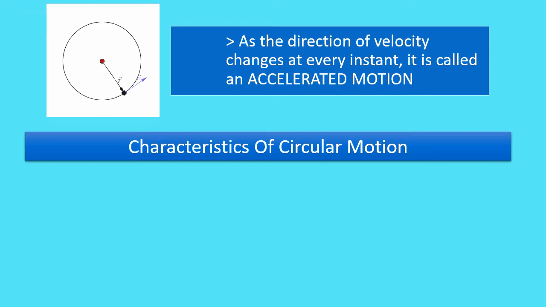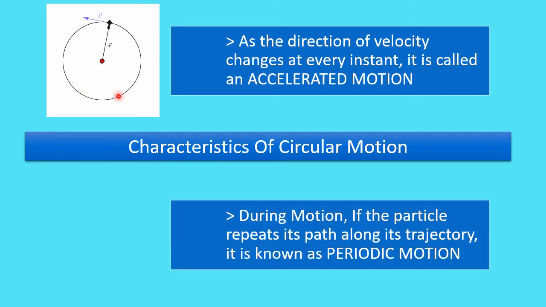Why accelerated motion? Look at the example. Now you know it. Here, the particle which is performing a circular motion, let us consider it is having a constant speed. It is moving with a uniform speed. So let's call it uniform circular motion. But at every point, even if the speed is the same, the direction is changing. And in the previous slide, we discussed that change in direction causes change in velocity, and change in velocity causes acceleration. So circular motion is an accelerated motion.